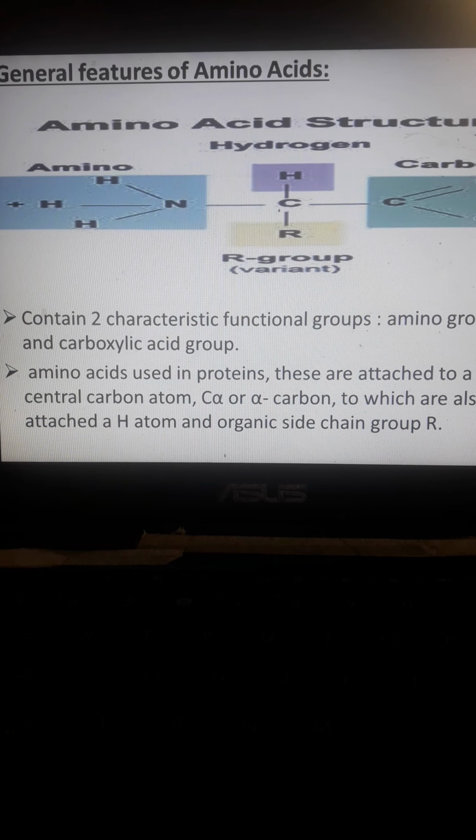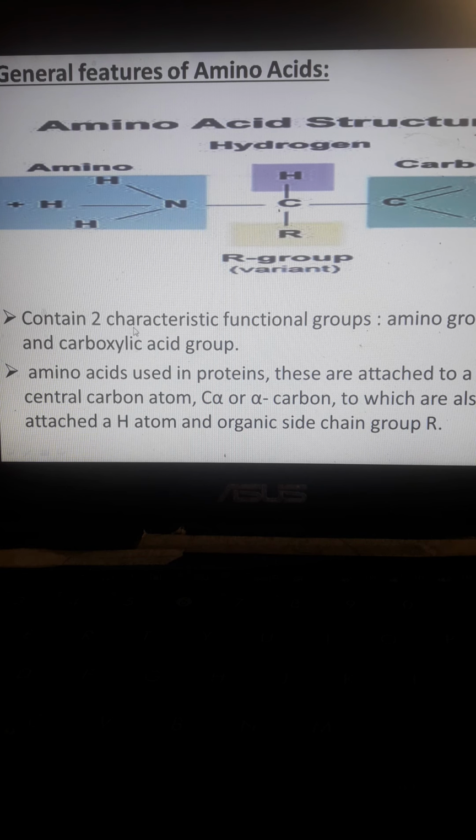Okay, so general features of amino acids. So we have the general structure again. So this is the amino group and the carboxyl group, the negative and the positive charge, and we have the hydrogen. So yung tawag natin na R group or the side chain of the variant, usually ito yung naka-face or the one that faces the hydrophobic region.